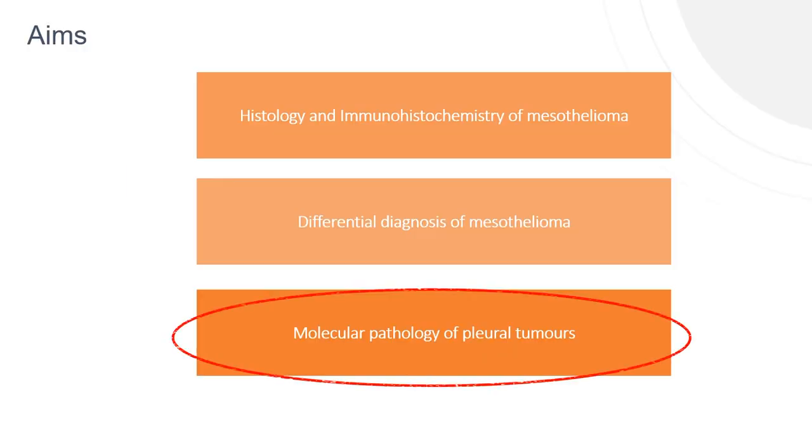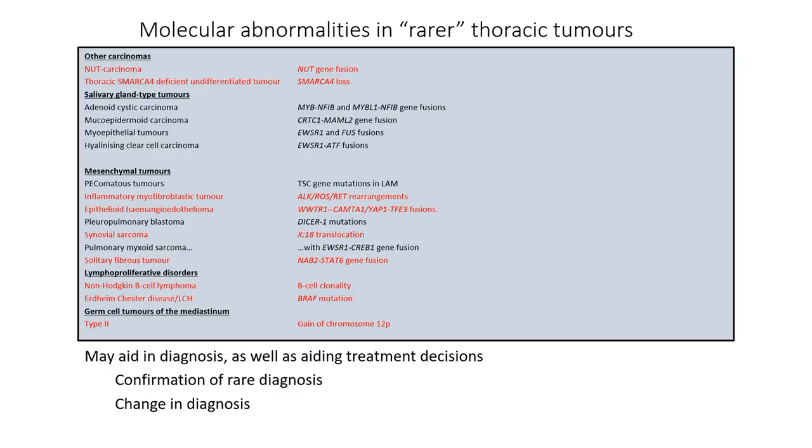So for the last 3 minutes, a little bit about molecular pathology. This is becoming increasingly relevant. This is a list of thoracic rarer tumours, and in red you have all those tumours that may present in the pleural space. And so it's not just about treatment decisions, it's also aiding in diagnosis, particularly outside of lung cancer.